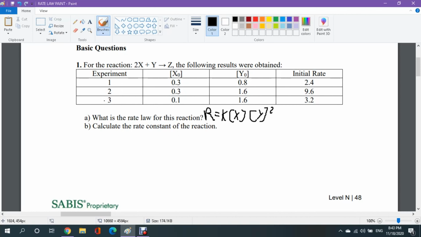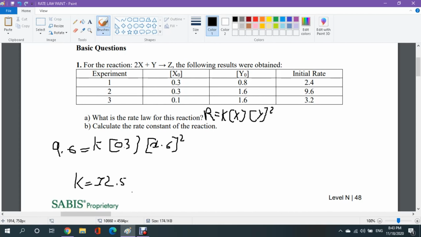We just have to take any one of the three experiments. So I'll take experiment 2, for example, and we substitute its values in the equation. So 9.6, which is the rate, equals K times 0.3, which is the concentration of x, times 1.6 squared. And if you do this on the calculator, you'll get K equals 12.5. Now this is not the final answer because when you write K, you have to include a unit.